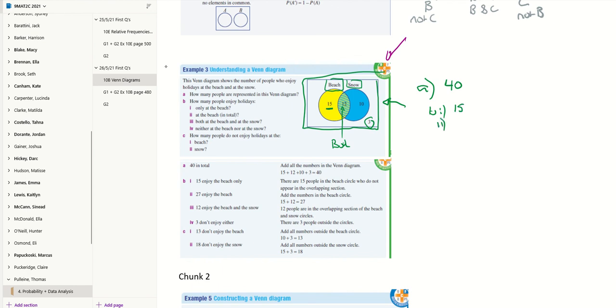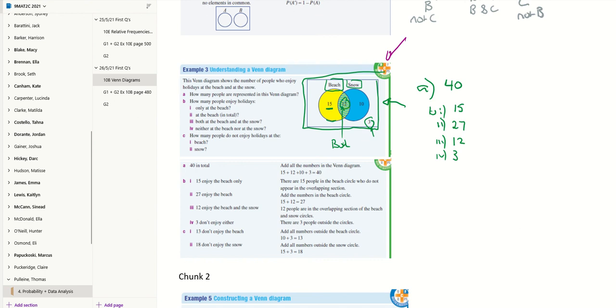Next question is at the beach in total. The total inside this beach circle is 15 plus 12, 27. Both at the beach and at the snow is that sliver in there, which is 12. We pick up this was our both. And neither at the beach or the snow, we're looking for the one which is out here in this rectangle, but not in either of the circles.